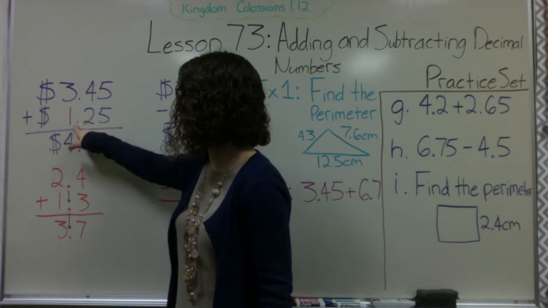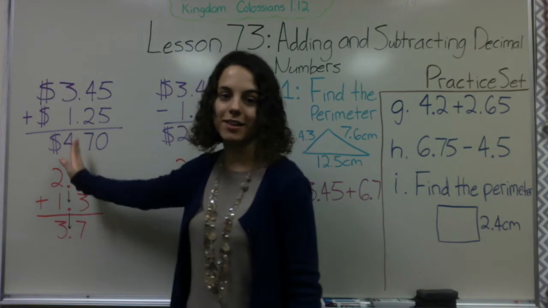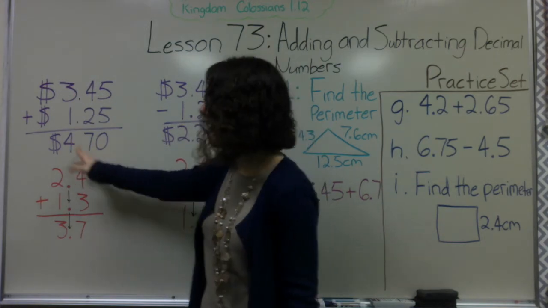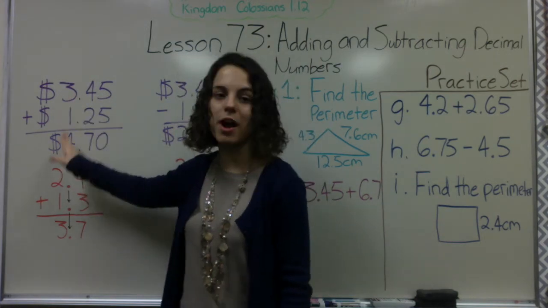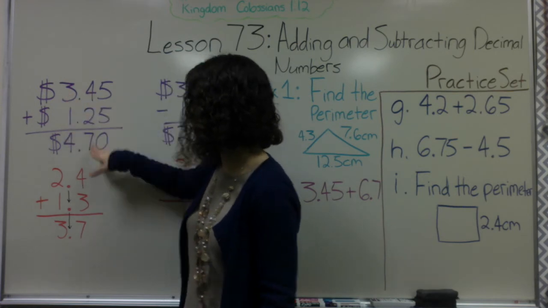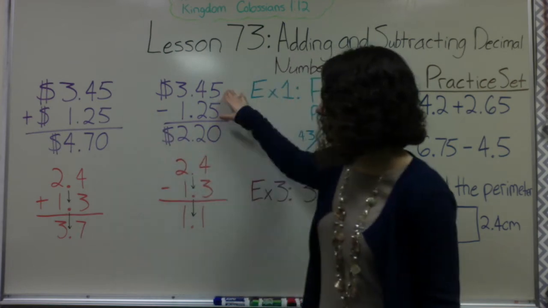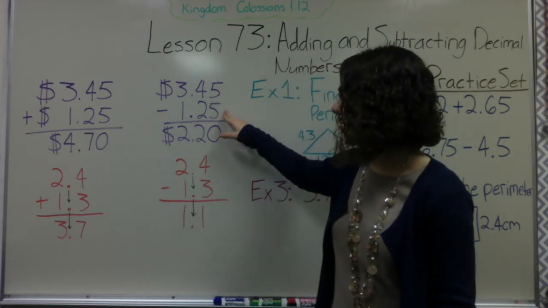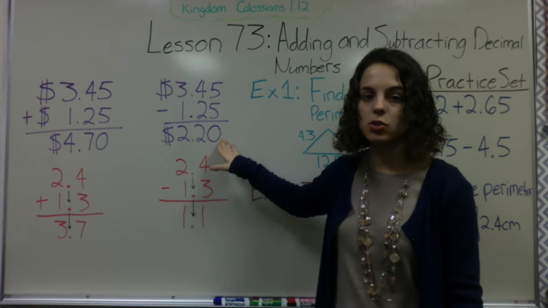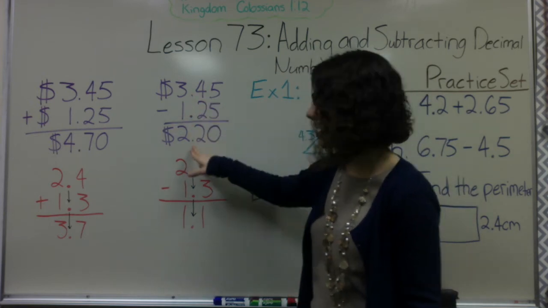Decimal point is straight, vertical, or is vertically aligned, at least, so that way we're adding the exact same place values. I'm not adding my cents to the dollars, I'm adding dollars to dollars and cents to cents. Same thing with the subtraction problem. $3.45 minus $1.25 is $2.20. My decimal point is vertically aligned, straight up and down.